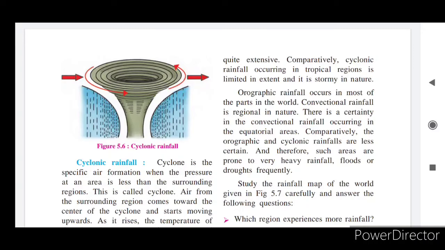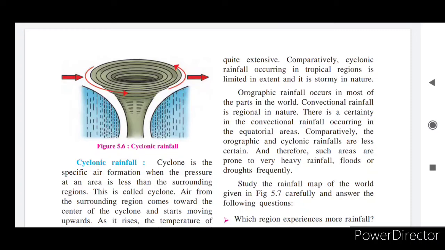So there is certainty in the convectional rainfall occurring in equatorial areas. Comparatively, the orographic and cyclonic rainfall are less certain. It means there is no guarantee of when the cyclonic rainfall will take place and when orographic rainfall will fall. But for the convectional type of rainfall, there is assurance that it happens daily in the afternoon in the equatorial areas, because when the temperature rises, at that time there will be rainfall. So that we can say certainly.